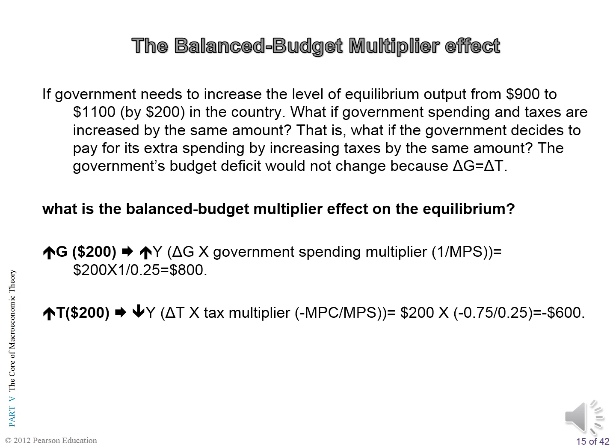So Y will increase by 800 when we increase G by 200 and then decrease by 600 when we increase T by 200.